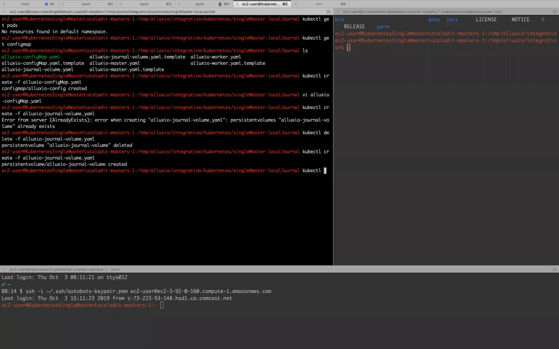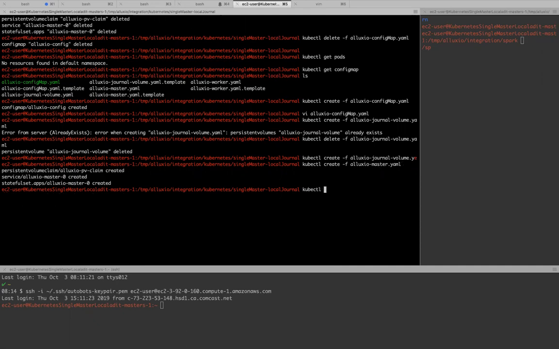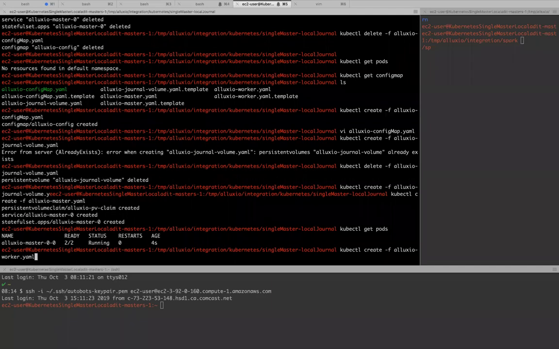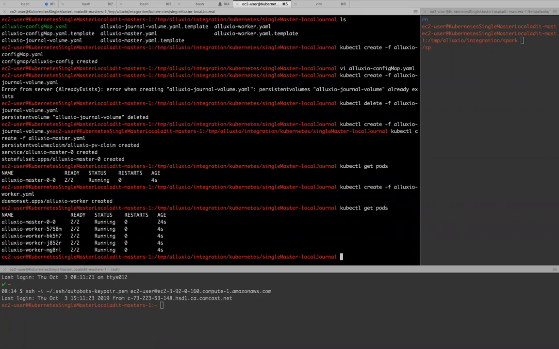Now, once the configuration and the volume have been deployed, what we do next is that we create the Alluxio master. If you look at the state of the deployment, we see that we have an Alluxio master pod running, and it has two containers running inside. Now, once the Alluxio masters are up, we can also launch the Alluxio workers. In this case, we use daemon sets for the Alluxio workers. A daemon set would mean that an Alluxio worker is launched on every single node in the cluster.